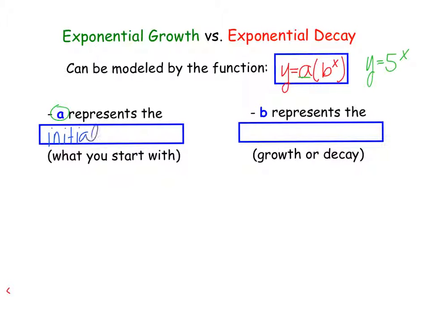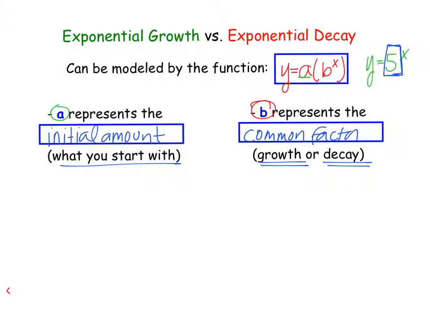So it's what you're starting with. Initial amount is a. The b, then, that's raised to the power of your x, is going to be your common factor. That's what you're growing by or decaying by. It's your growth or decay factor. So here in that last slide we had it growing by a factor of 5, so our common factor was 5 in that case.